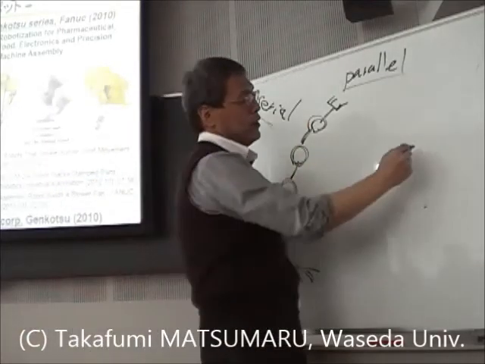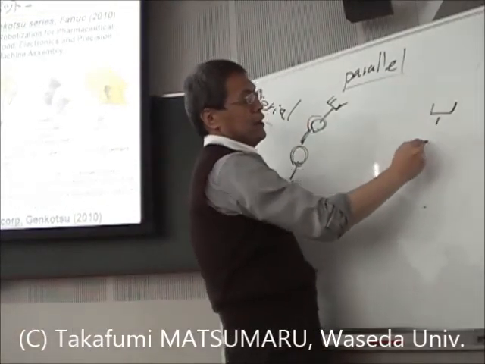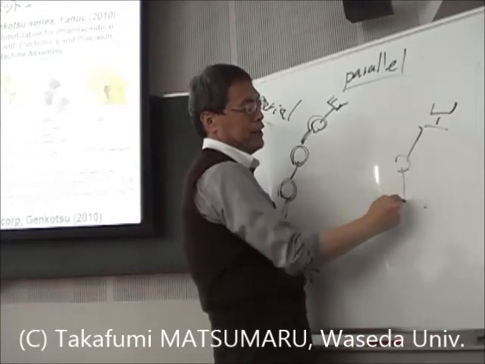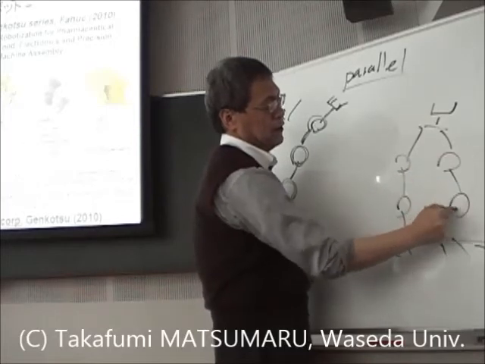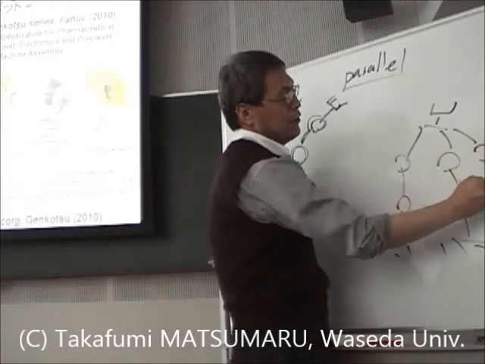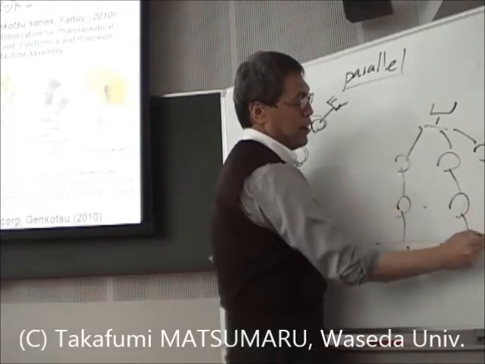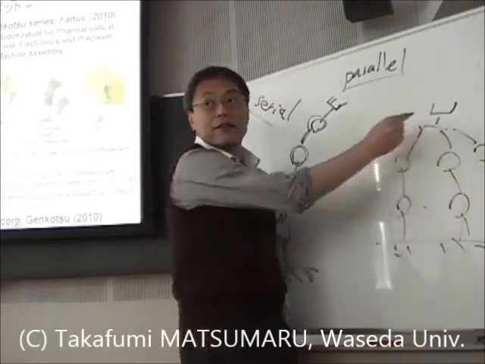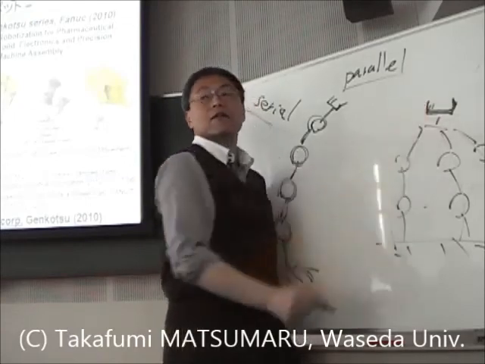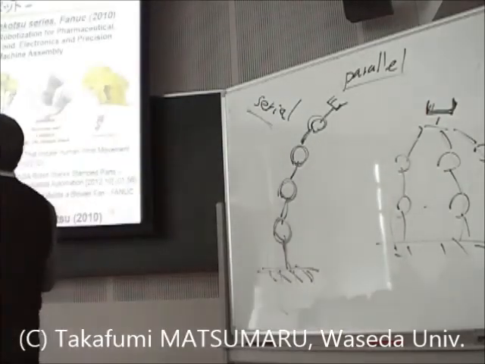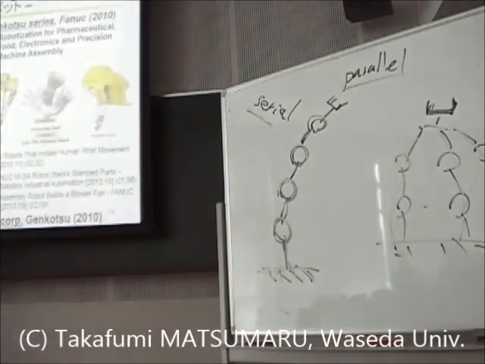And in a parallel robot, the end chip is here. It is supported by various links and joints. This end chip is supported by parallel links. This is called a parallel robot. Okay, so this is one parallel robot. This end chip is supported by multiple link structures.